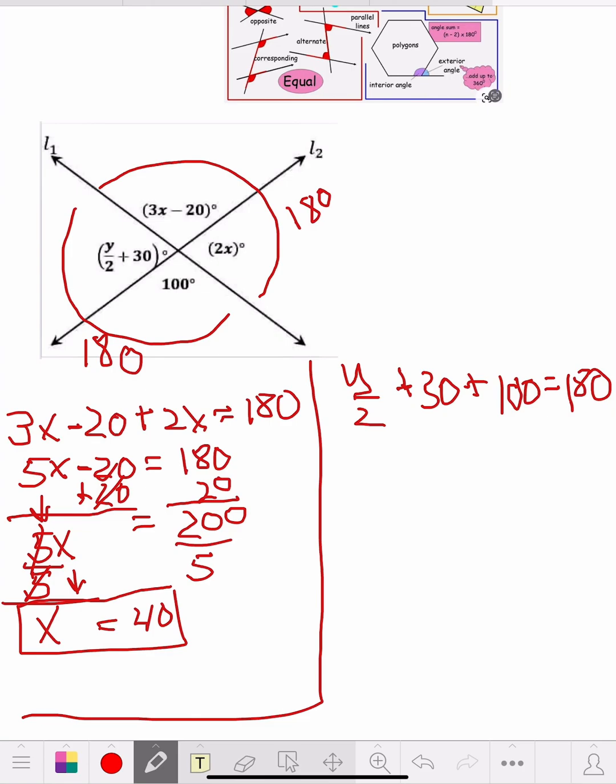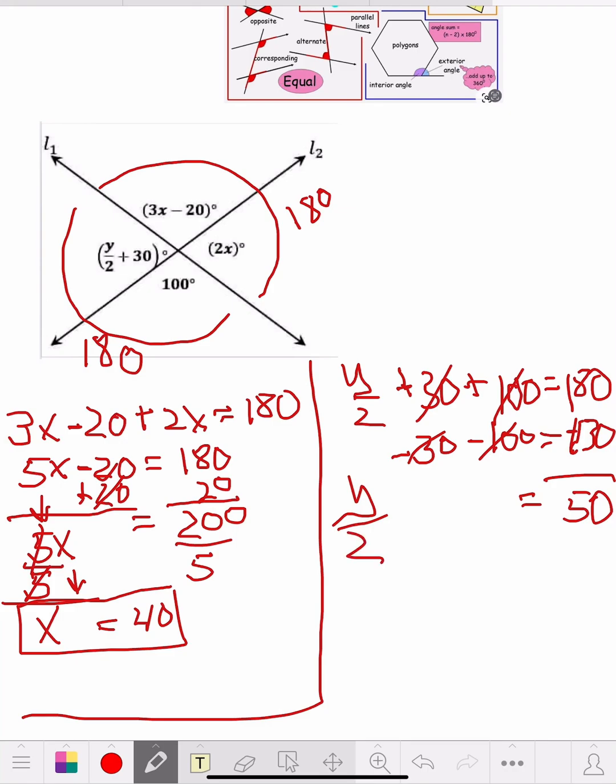So now we got a couple options. Let's subtract the 30 and the 100. So we minus the 30, and we're going to minus 100. I'm going to do them both at the same time, and then equals minus 130. I can do this in my head, okay? So I just did it in my head. So now you bring this down. This is going to be 50. These two cross each other out. So we get y over 2 equals 50.